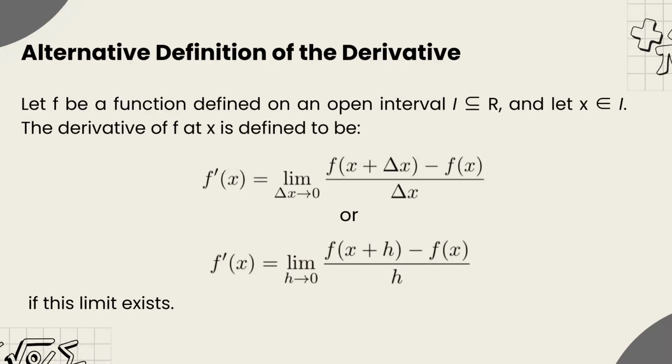Let f be a function defined on an open interval L, a subset of R, and let x be an element of L. The derivative of f at x is defined to be f prime of x equals the limit as delta x approaches 0 of f of x plus delta x minus f of x, all over delta x. Or, f prime of x equals the limit as h approaches 0 of f of x plus h minus f of x, all over h, if this limit exists.